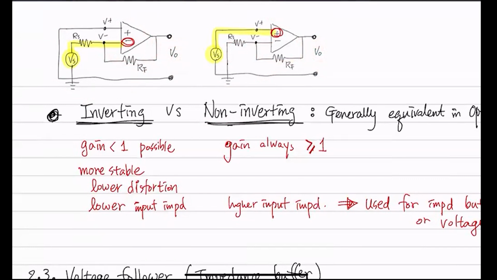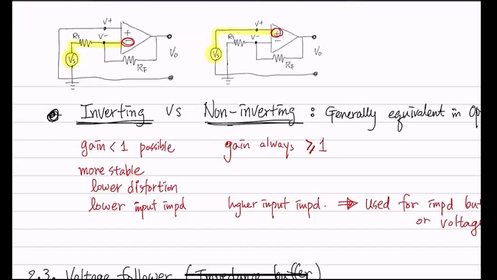And the major difference between these two is for an inverting amplifier, you can have a gain that is smaller than 1. In other words, you can shrink down your signal. If you had a 10-volt signal in your input, you can have 1 volt coming out or 2 volt coming out by selecting a gain value that is smaller than 1. However, for a non-inverting amplifier, your gain is always greater than 1 or equal to 1. So in other words, you cannot shrink down your signal, right?